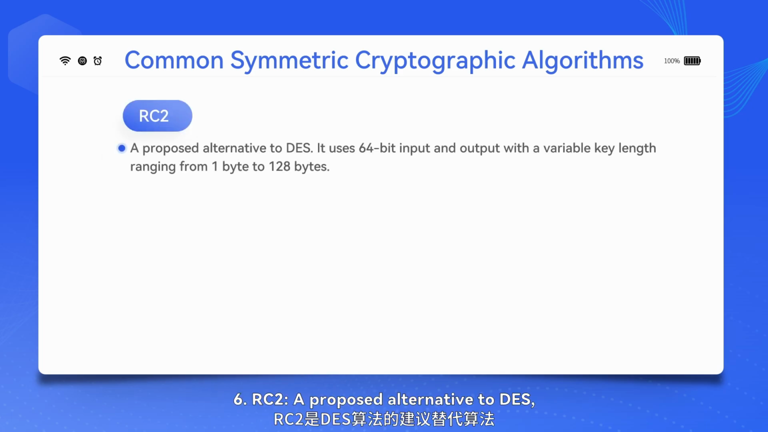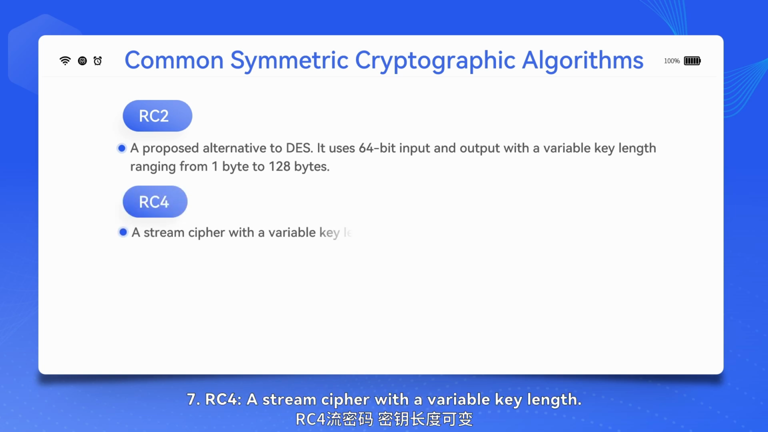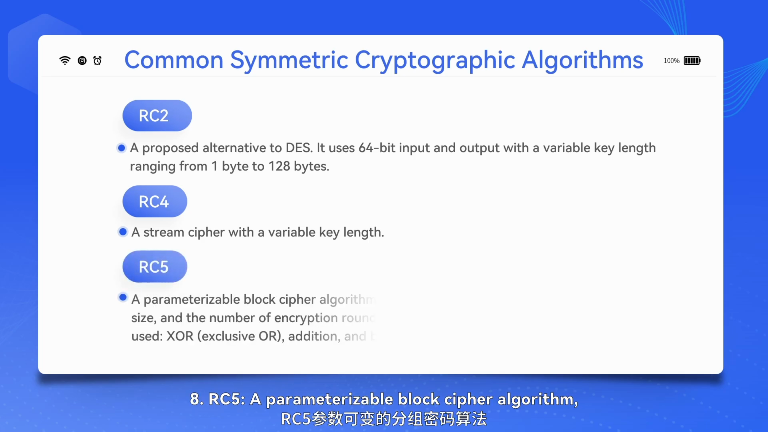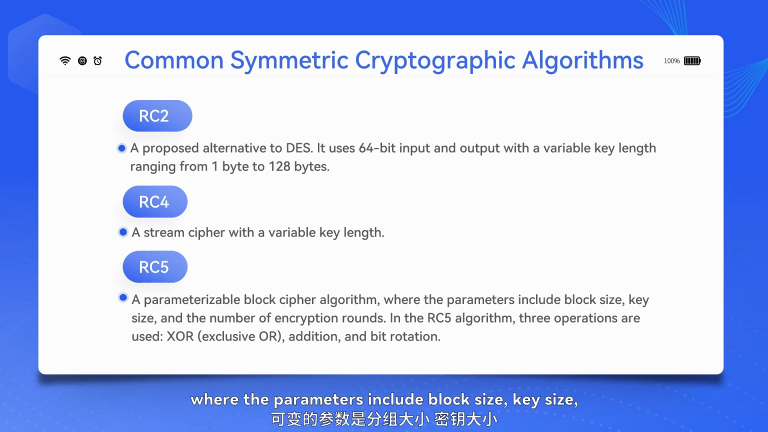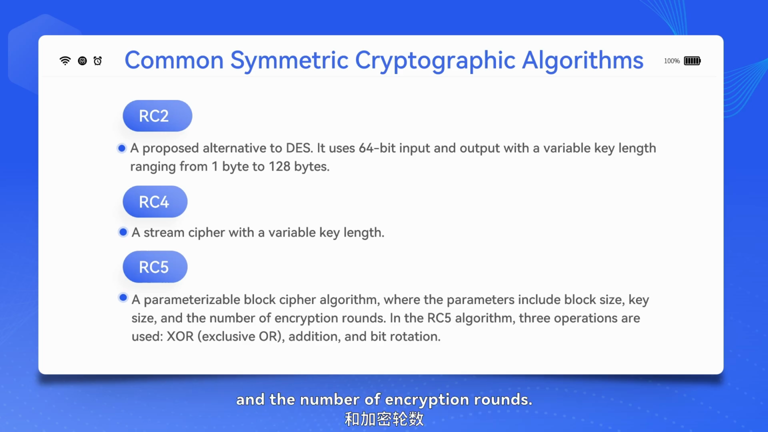6. RC2, a proposed alternative to DES, with 64-bit input and output. 7. RC4, a stream cipher with a variable key length. 8. RC5, a parameterizable block cipher algorithm where the parameters include block size, key size, and the number of encryption rounds. In the RC5 algorithm, 3 operations are used: XOR, exclusive OR, addition, and bit rotation.